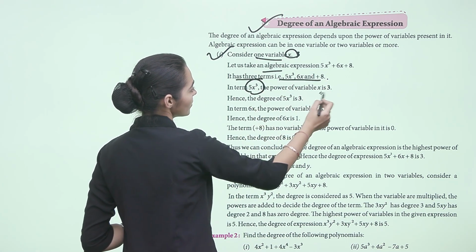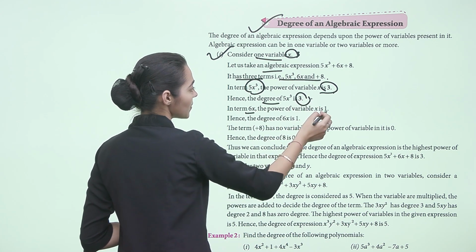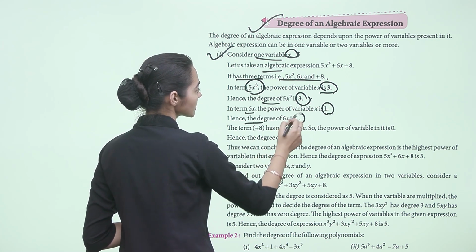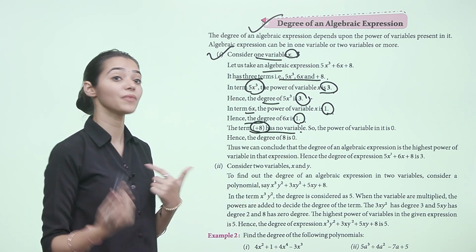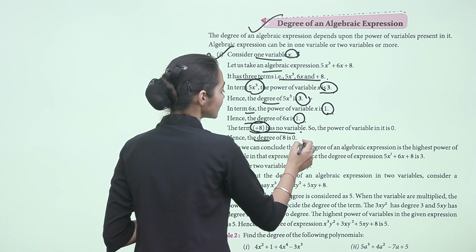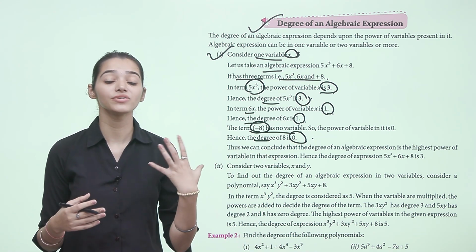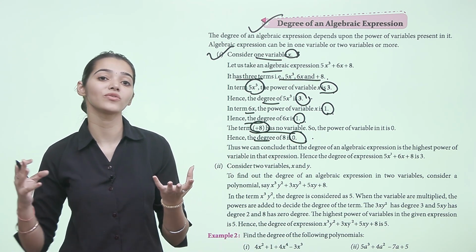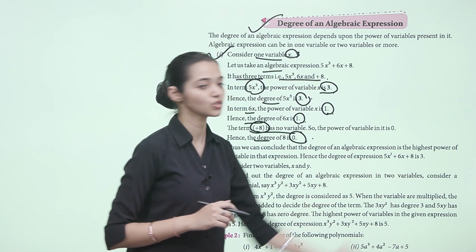In 5x cube, the power of variable x is 3, so the degree is 3. In 6x, the power of variable x is 1, so the degree of 6x is 1. In term 8, it has no variable, so that means the power of variable is 0 and the degree of 8 is 0. So what we can conclude? We can conclude that the degree of an algebraic expression is the highest power of the variable in that expression. Now the degree of the expression here is 3.